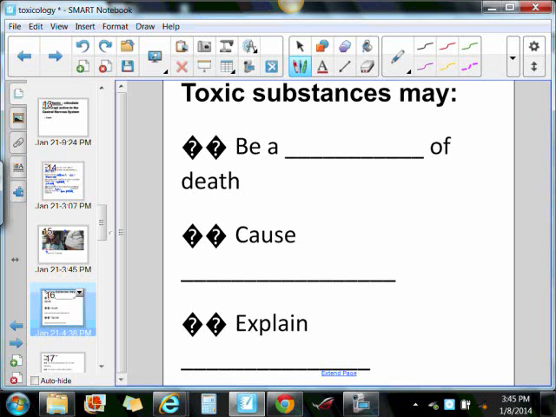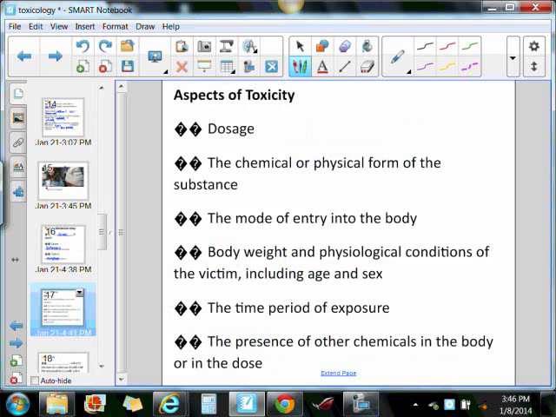Right, now, these toxic substances, poisons, might be the cause of someone's death, as in the water poisoning of that woman. It could cause different behaviors in people. And it can also explain symptoms. So if you're looking at a particular case, these drugs and poisons can lead to these three particular pathways.